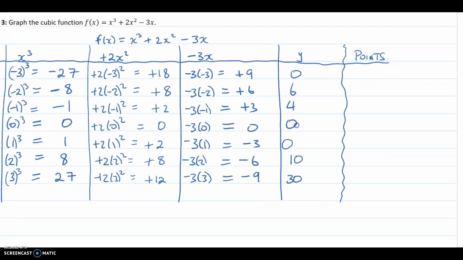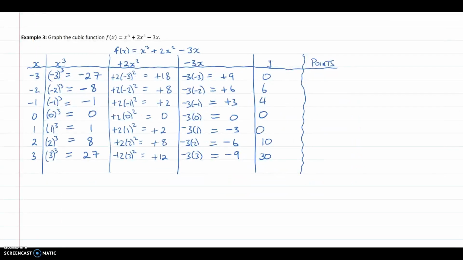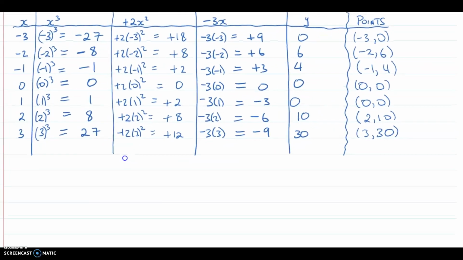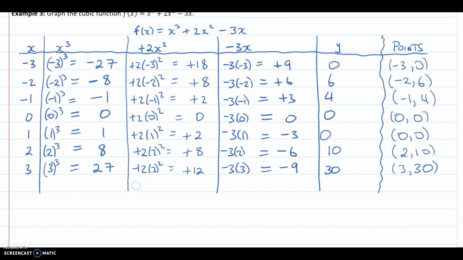So the points that we have right now, I'll just make it a little bit smaller so we can fit everything in. Negative 3, 0, negative 2, 6, negative 1, 4, 0, 0, 0, 0 again, 2, 10, and 3, 30. Okay, so what we're going to do now is graph that. We're going to bring in a graph and graph those points and see if we can finish there or if there's more work still to be done.